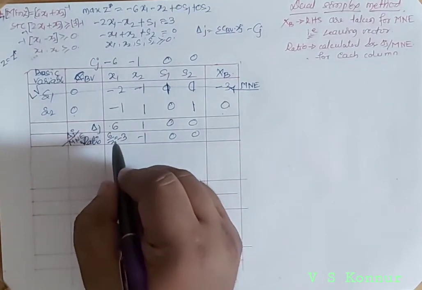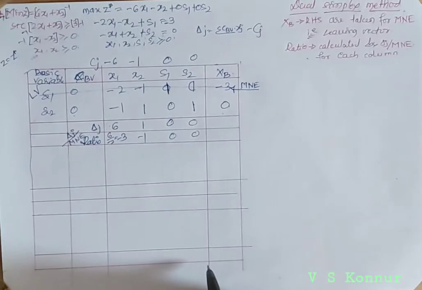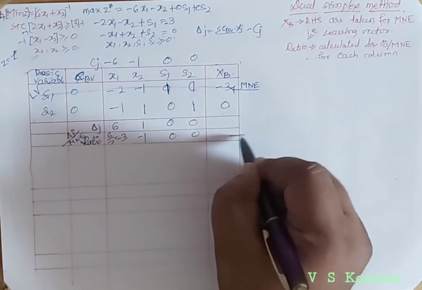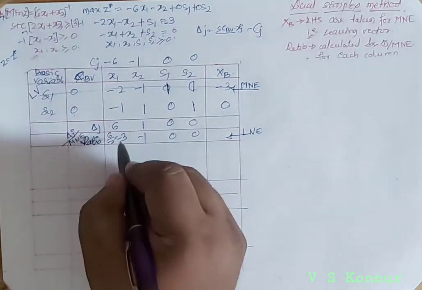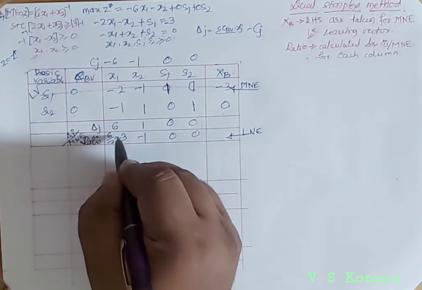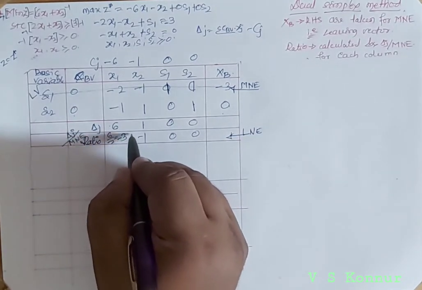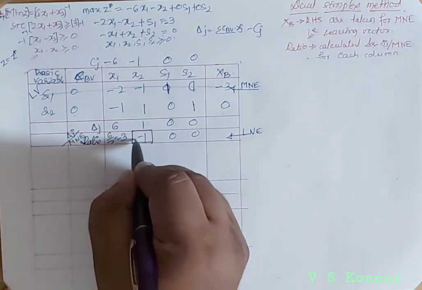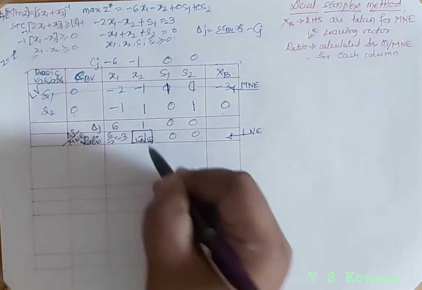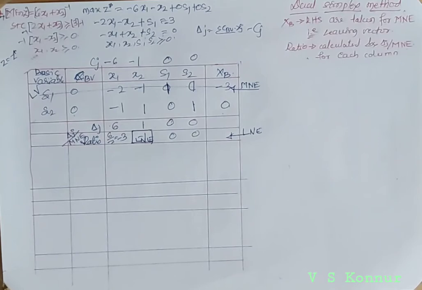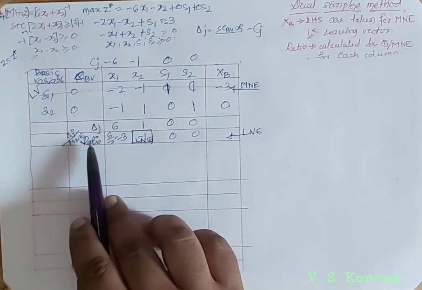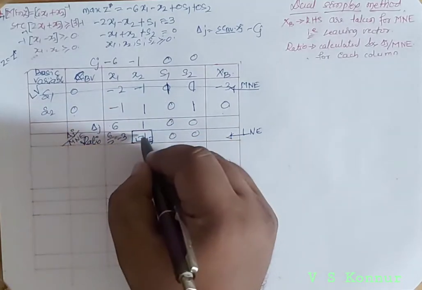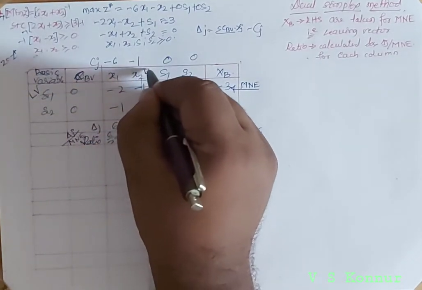From this we should select the least negative element. I have written here, the least negative element is -1. So we should select the least negative element. The least negative element is -1. This is the most negative element. So from the ratio you should select the least negative element. That will give the entering vector.